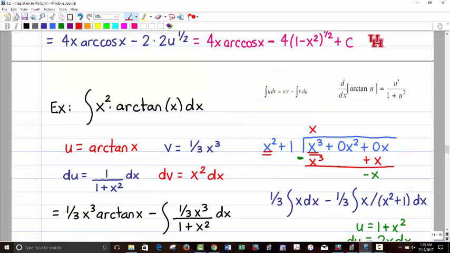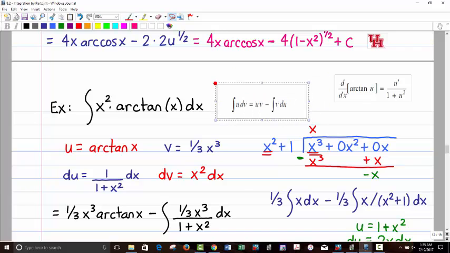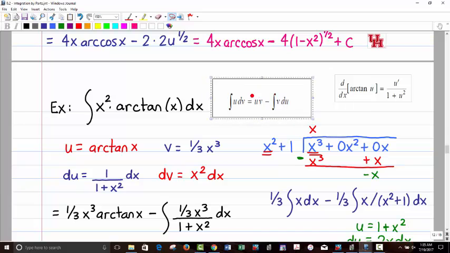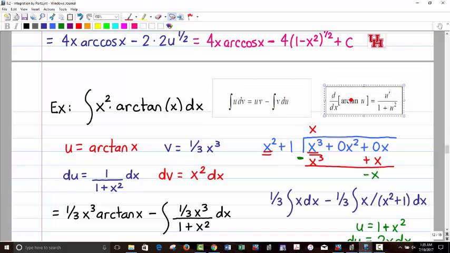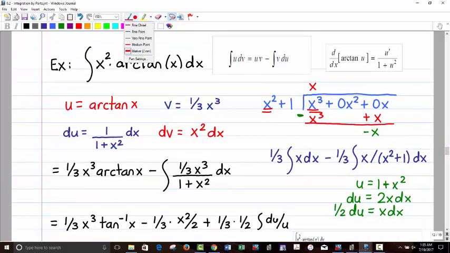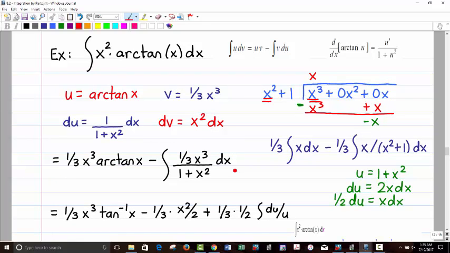Now we put it in the parts formula. Bring that up, make it a little bit bigger, I guess. All right. So let's see what we have. We have uv, 1/3 x cubed arc tan of x. We don't have to integrate that, so that's terrific. Here's the part we have to integrate. Minus v du, and there's the v du right there. 1/3 x cubed over 1 plus x squared.